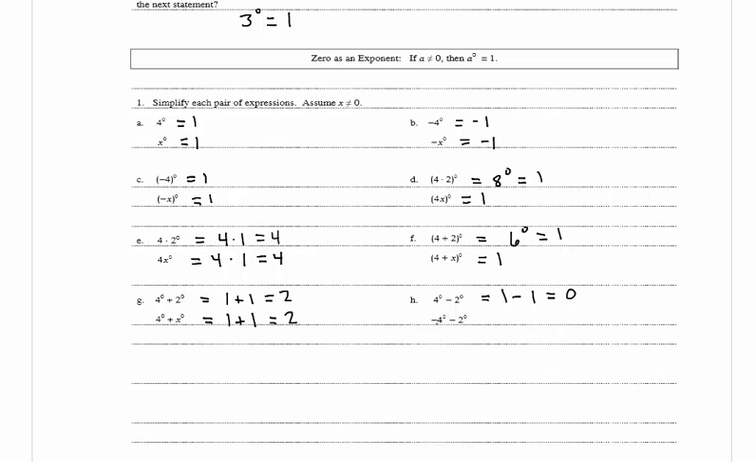And then we have negative 4 to the 0 power, and we have negative, and then 4 to the 0 power is equal to 1, minus 2 to the 0 power is equal to 1, and we have negative 1 minus 1 is equal to negative 2. And that's our video on 0 as an exponent.